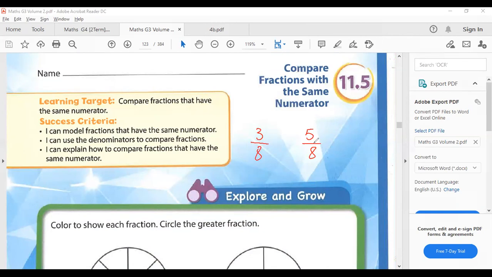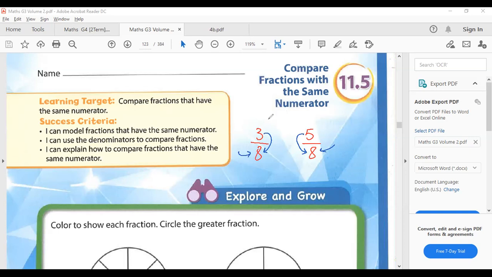You have the same number of equal parts. Both of them, you divided the whole or the whole shape into 8 equal parts. So here you took 3 parts out of 8, and here you took 5 parts out of 8. So which one will take more? Which one will be greater?